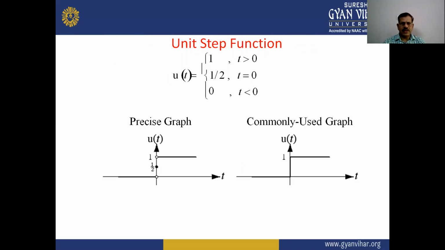So what is the unit step function? The unit step function u(t) equal to 1 if t is greater than 0, equal to 1 upon 2 if t equal to 0, and u(t) equal to 0 if t is less than 0. So there are two graphs: first is the precise graph and second is the commonly used graph between the unit step function and time.